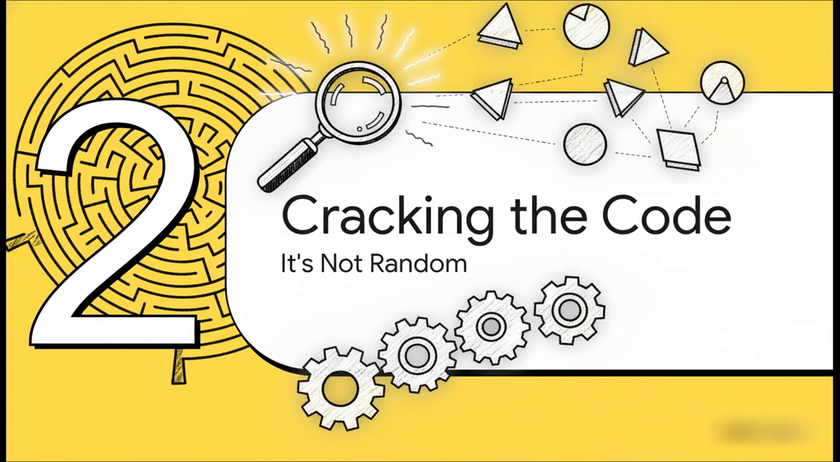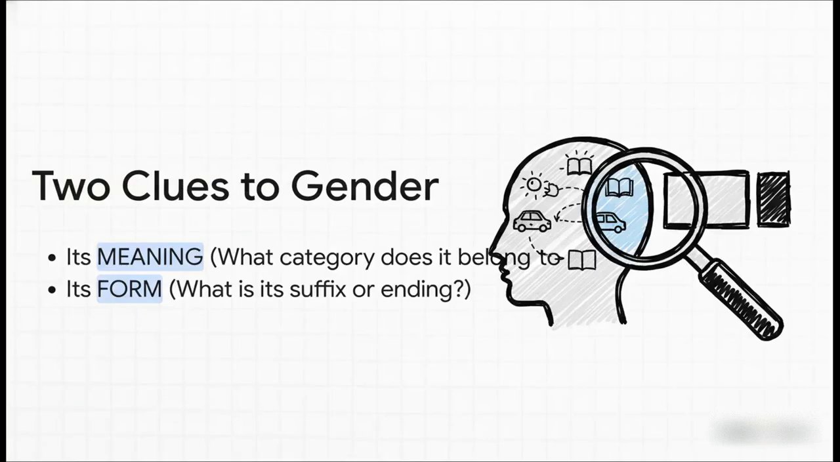Here's the biggest secret about German genders. They are not random. I repeat, they are not random. There is a system. There are patterns and clues hidden in plain sight. And once you learn to see them, you'll see them everywhere. It really all boils down to two secret weapons. First, the meaning of the word: what kind of thing is it? And second, and this one is often a super clue, its form: what are the last few letters? What's the suffix? Let's break that down.